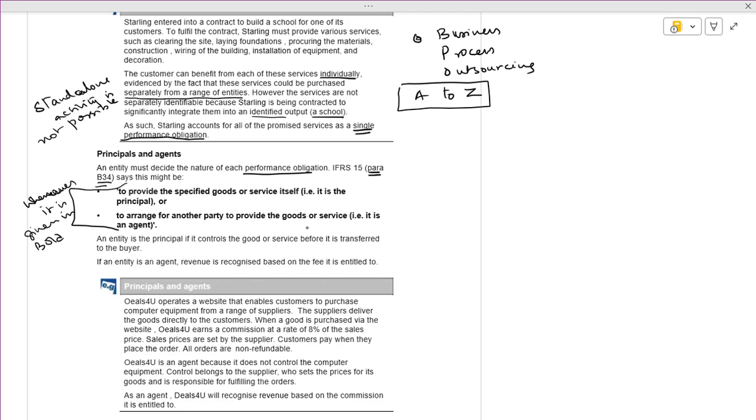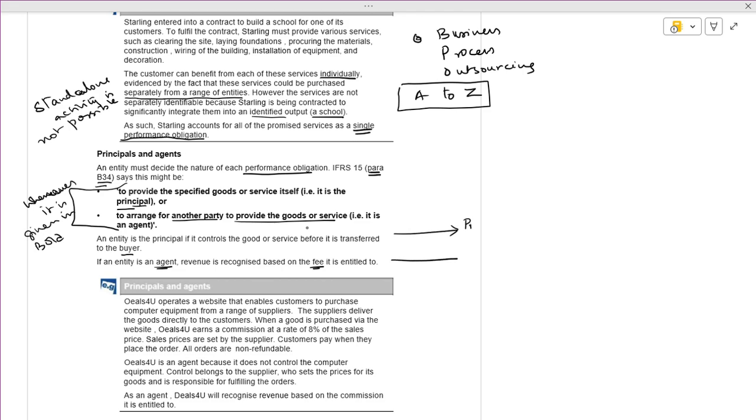If you provide specific goods or services yourself, you are the principal. And if you arrange for another party to provide goods or services, you are an agent. An entity is the principal if it provides the goods or service before it is transferred to the buyer. If the entity is an agent, revenue is based on the fee. Very important. I will explain it like this.